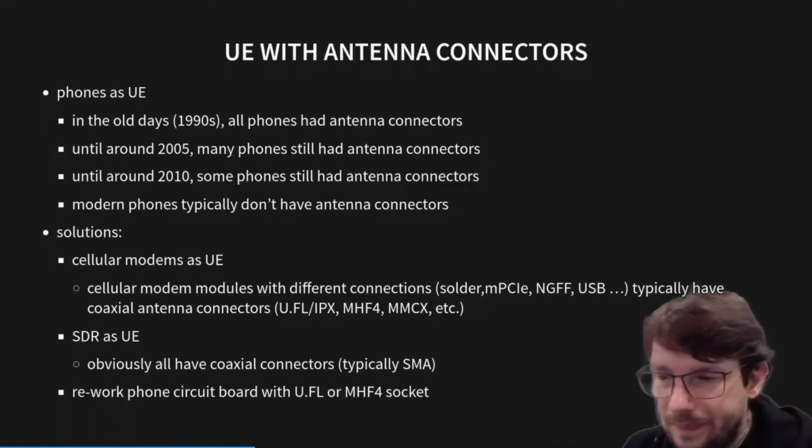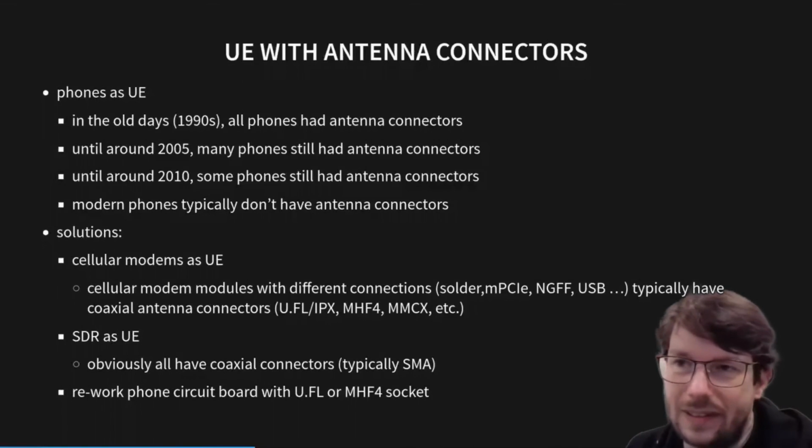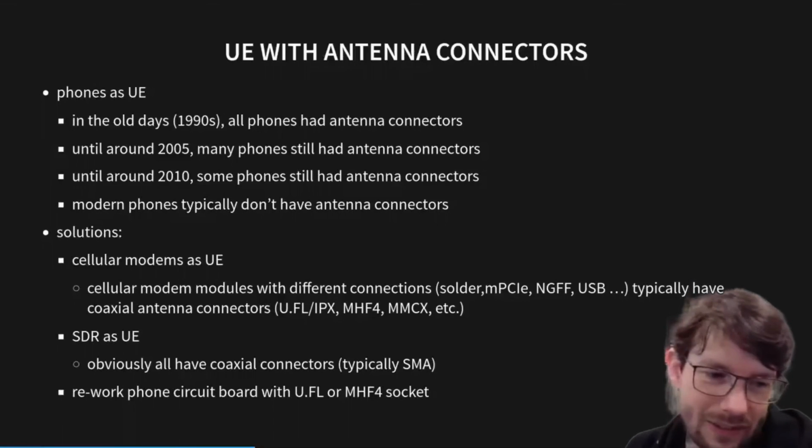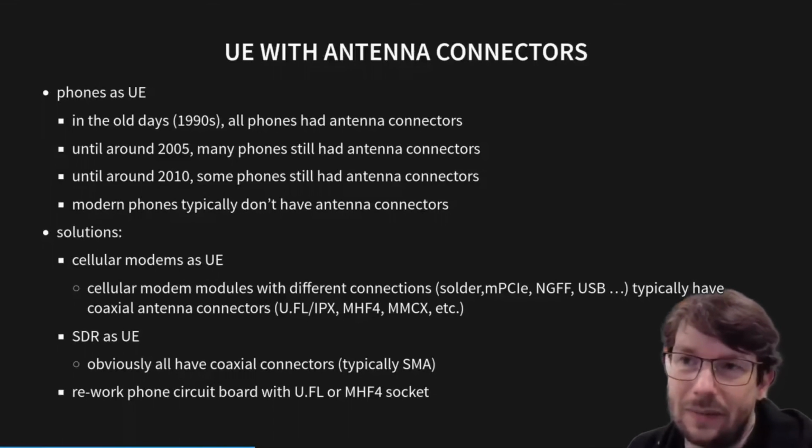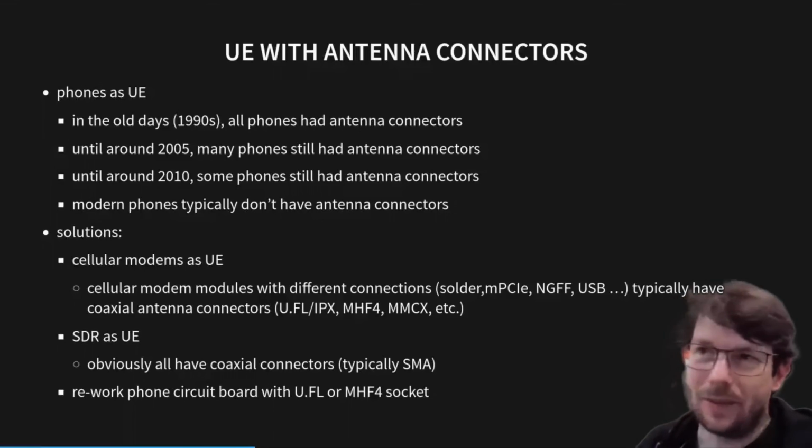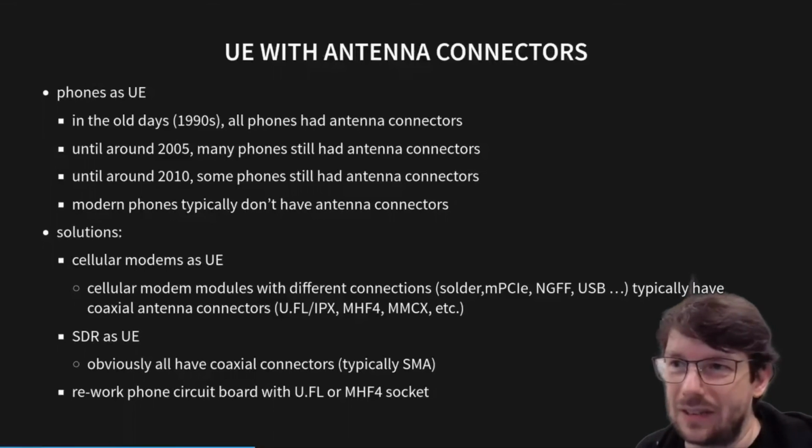You can use such a modem on a carrier board, in some embedded PC or in some way, and then use that modem driven by AT commands or QMI or other things from an embedded system as a user equipment, and you will have the coaxial connectors on those. You can use an SDR, as already mentioned, or it's also possible to rework a modern smartphone if you are willing and able to take it apart. You may find a place where you can actually solder something like an MHF4 socket on the circuit board and then use a wired connection to that. But then you may end up with impedance mismatches and so on. So it's not really a nice solution. So I think the SDR or the cellular modem with coaxial connection are the two solutions to that problem.